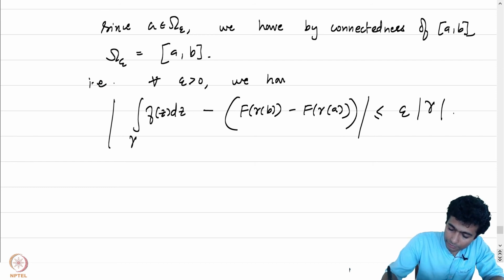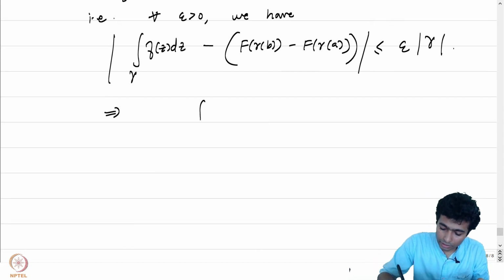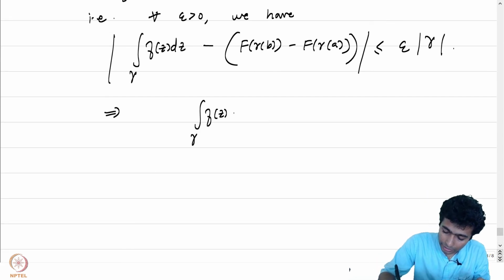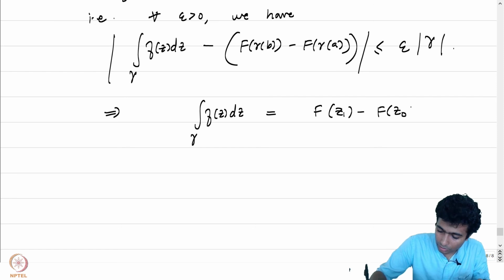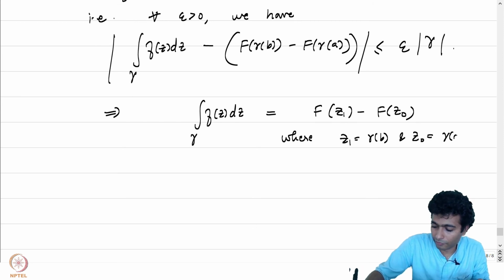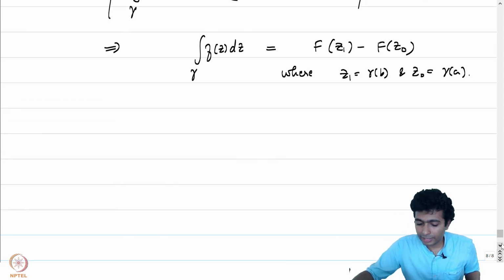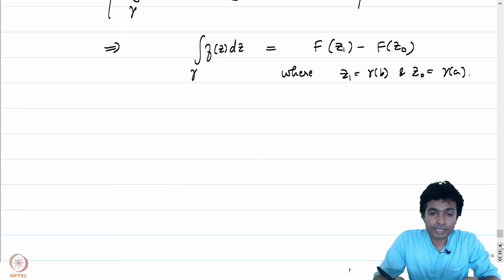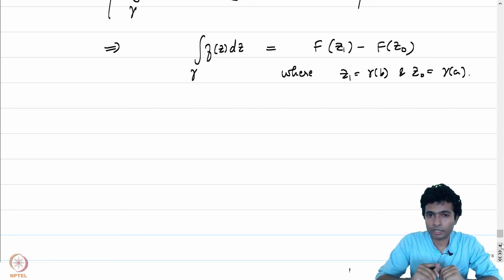We have concluded this. That tells us that, because our choice of epsilon was arbitrary, the integral of f of z dz is equal to f of z1 minus f of z0, where z1 is equal to gamma of b and z0 is equal to gamma of a. And this is precisely what we had set out to prove. So even in the case when our curve gamma is rectifiable, we do have the fundamental theorem of calculus, the first fundamental theorem of calculus.